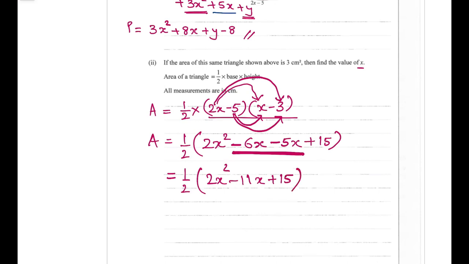Now let's further expand the brackets. So half of 2x squared will be x squared, minus half of 11 is 11 over 2. So you can write 11 over 2 x, or you can also write 5.5 if you want to write in decimals, or you can write 15 over 2. Great, and that's your answer.